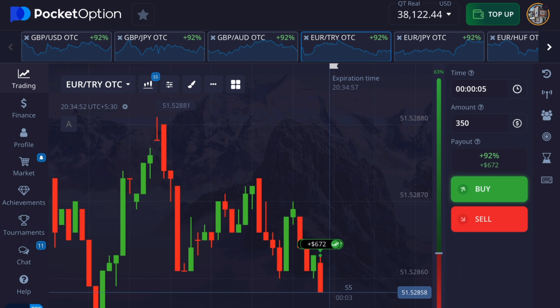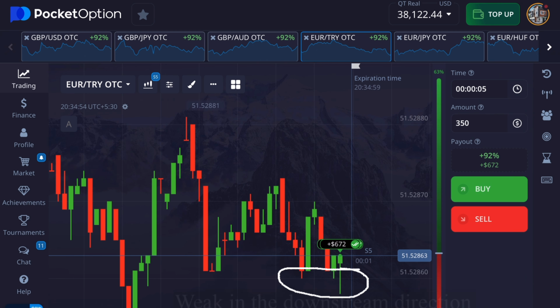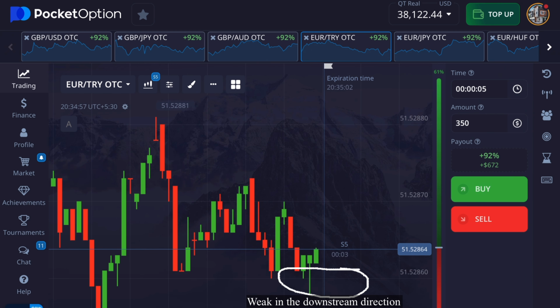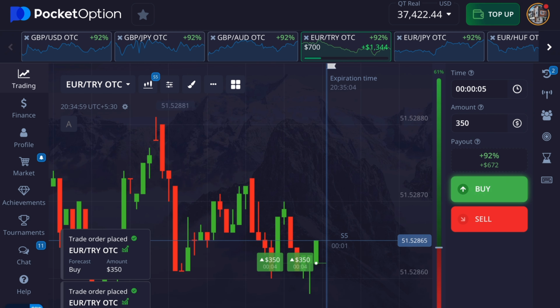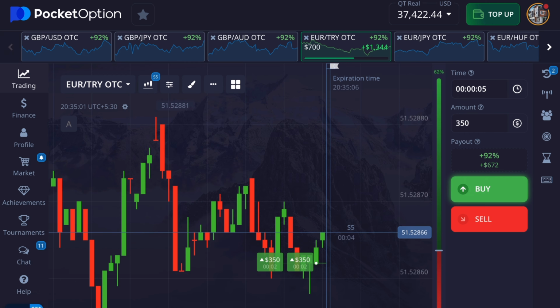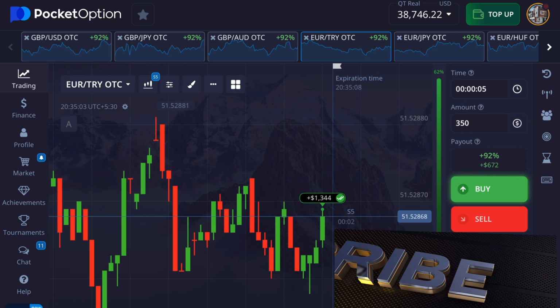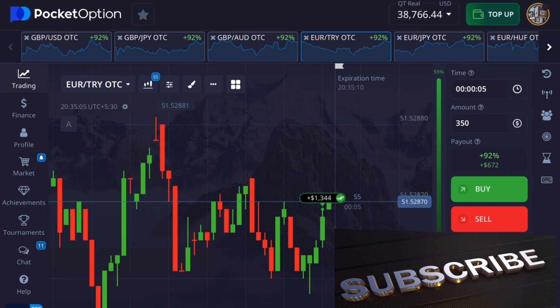So I placed triple entries here and I won here. And the chart is showing more upward movement here. Great, I won here again.